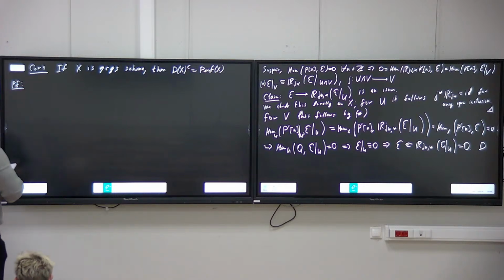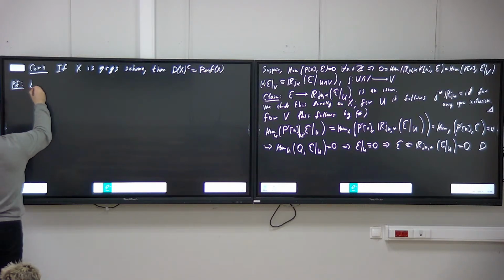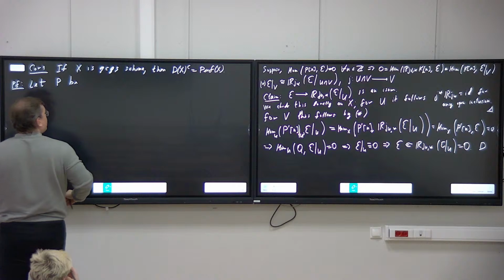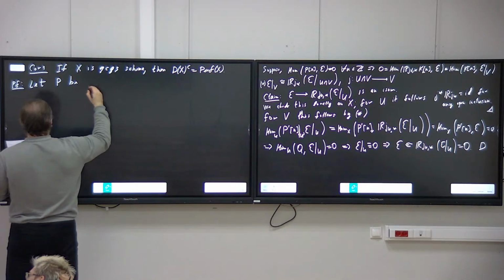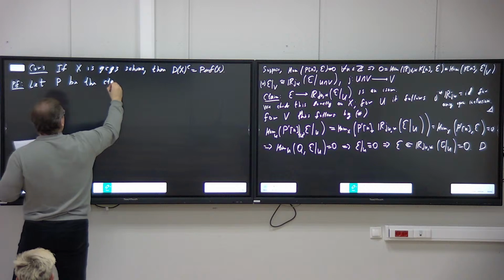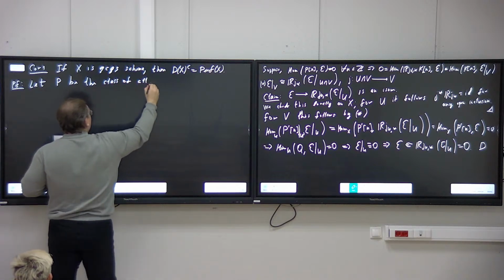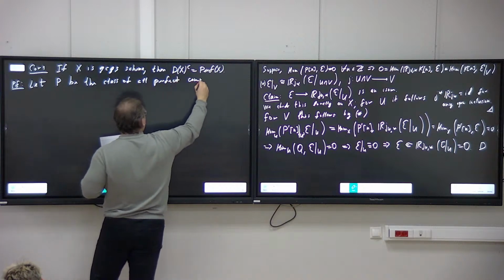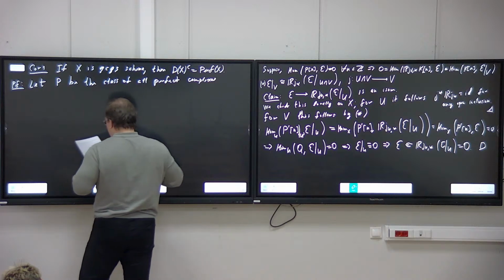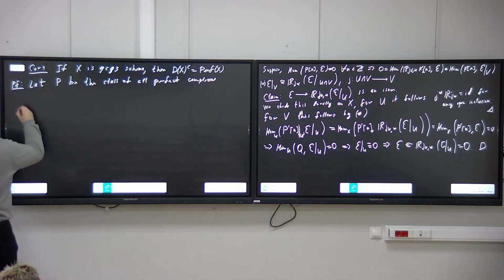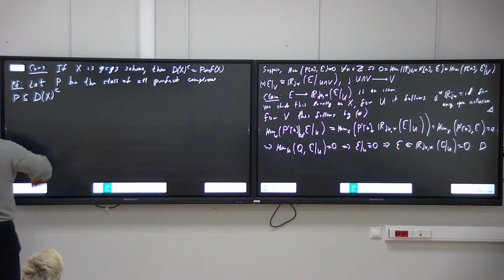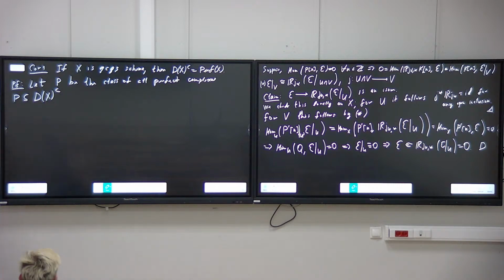I'm not going to use the inclusion. I just assume that P is the class of all perfect complexes. Right? So we know, by the first lemma, that every perfect complex is compact, so we have this inclusion: P is in the objects of D(X).